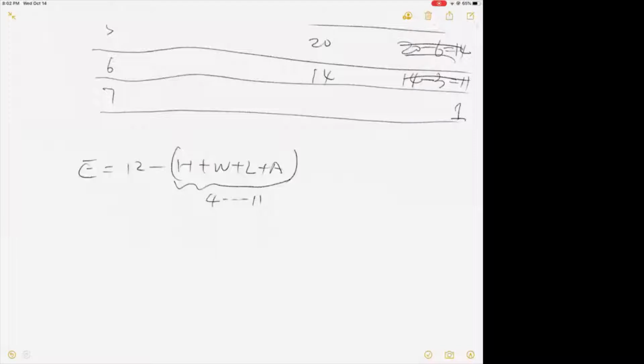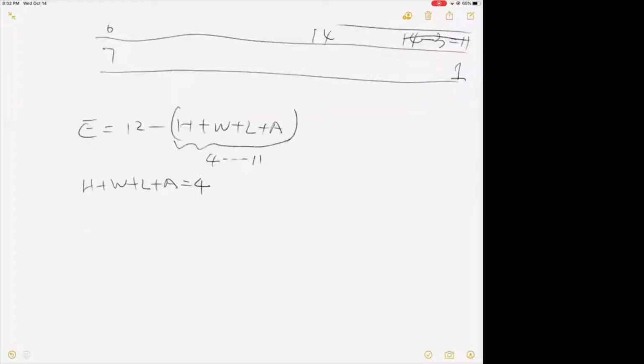can you write that? Okay. We have only one solution. Okay. And then for 5, here's how I did it. So I made A equals 5 minus (H plus W plus L). H plus W plus L plus A is 5, then A equals 5 minus (H plus W plus L). Okay. And then H plus W plus L can be 3 or 4. For 3, there is one solution.